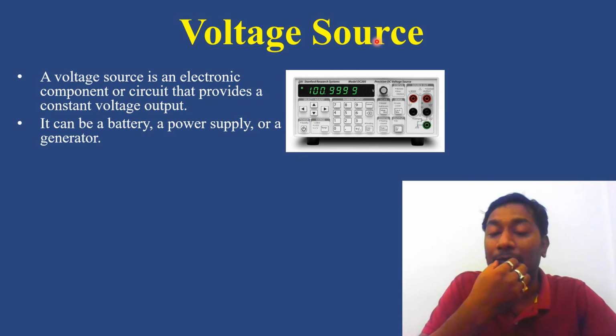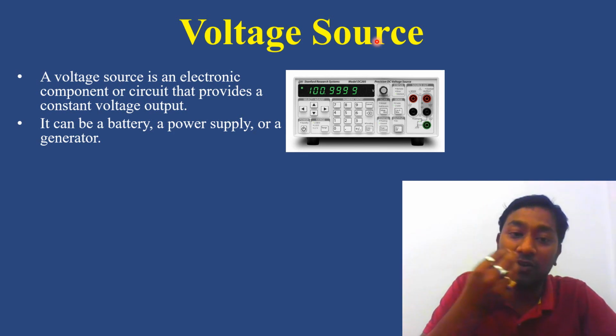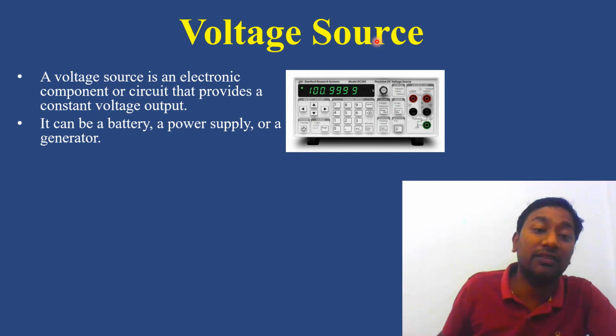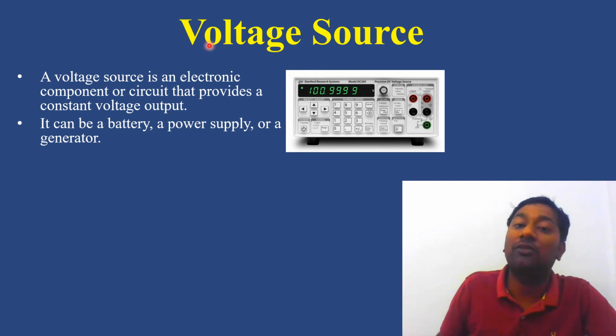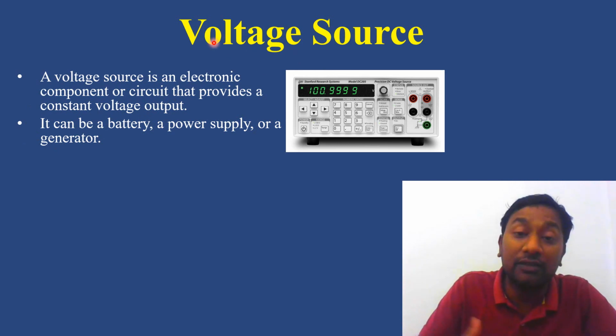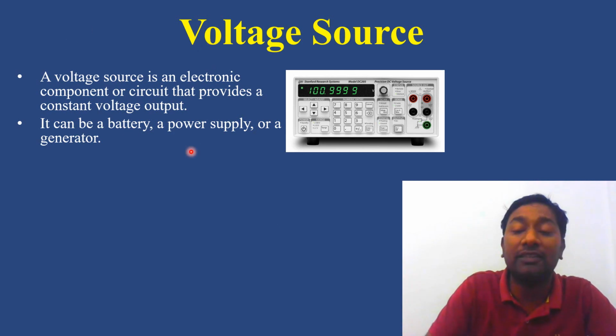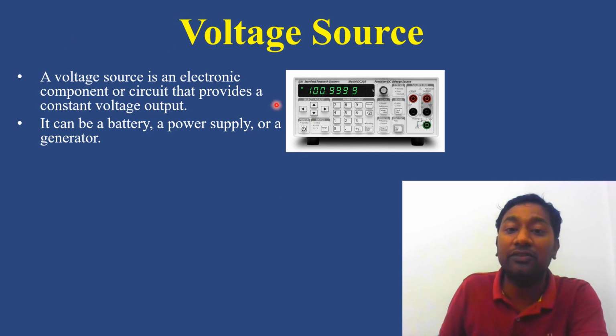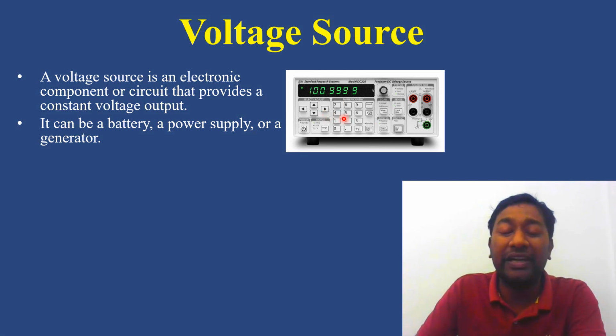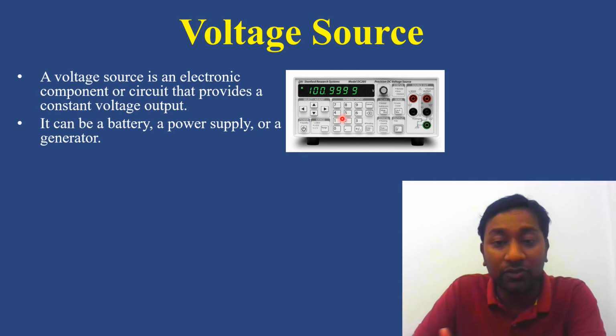Similarly, the voltage source is the origin, an electronic component or circuit that provides a constant voltage output. So a voltage source is the source of voltage, which particularly provides constant voltage. It can be a battery, power supply, or a generator. This is one of the voltage sources. This type of thing we will see in our laboratory, where we can generate different voltages based on our requirement, from 0 volt up to 100 volt. Based on how much voltage is required, we can generate it.